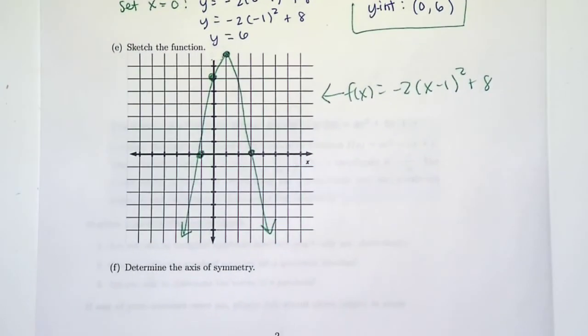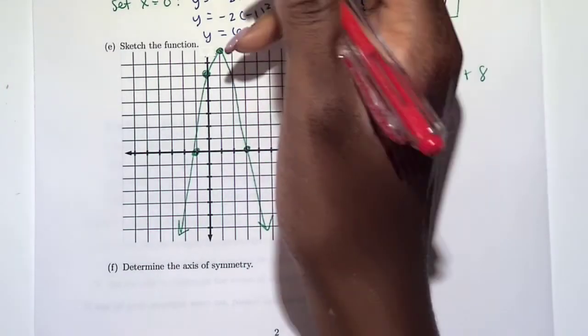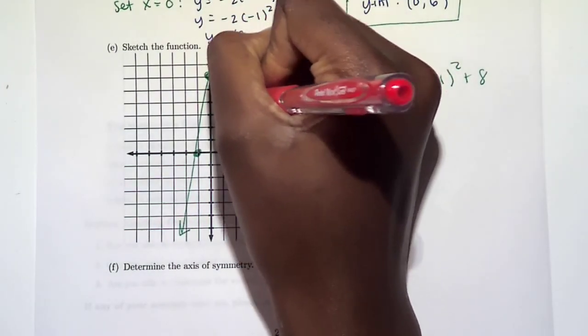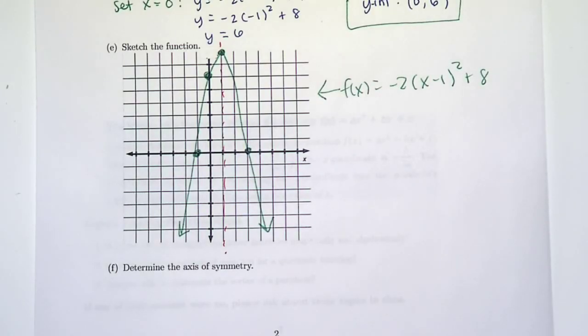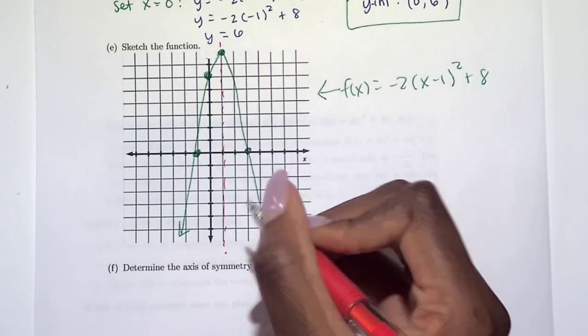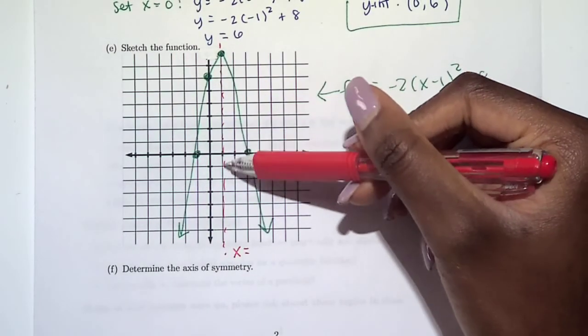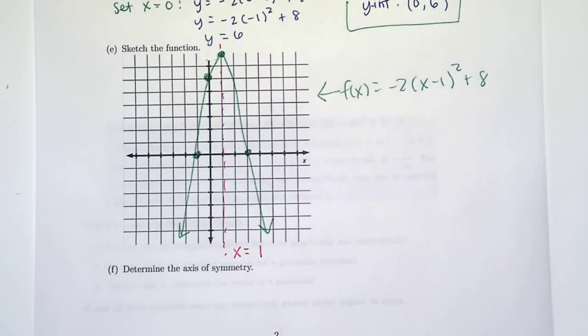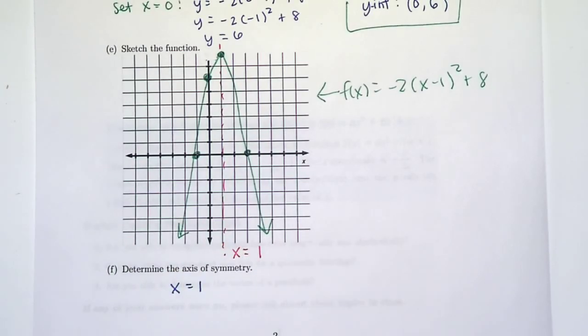Finally, what is the axis of symmetry? So remember, the axis of symmetry is just the vertical line that goes directly down the middle, so it's invisible, that's why I did a dotted line down the middle of our parabola, and vertical lines are always x equals whatever x value. So this is at x value 1. That is the axis of symmetry, so we would say the axis of symmetry is the line x equals 1.